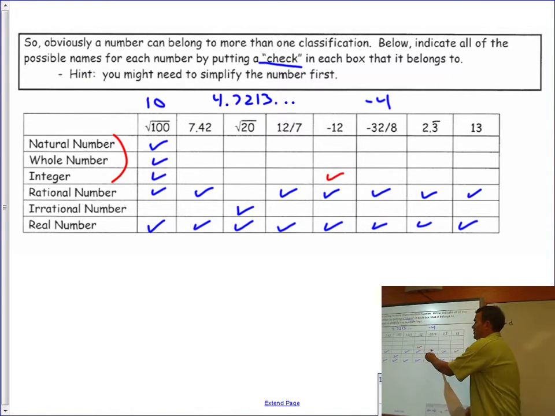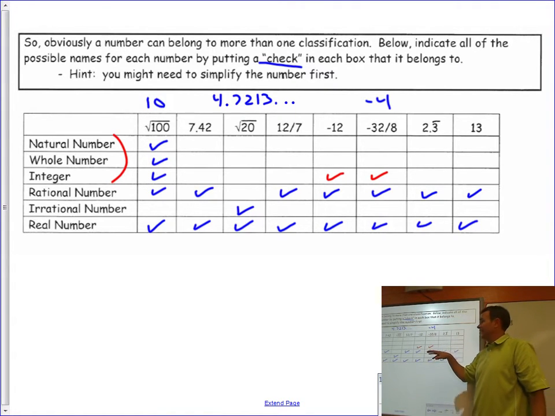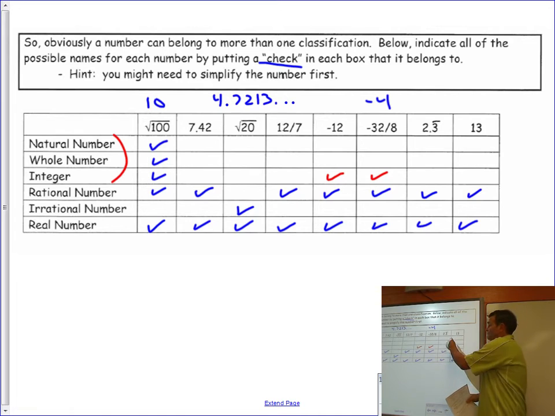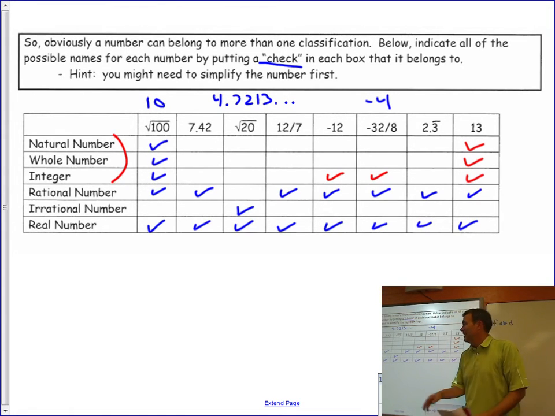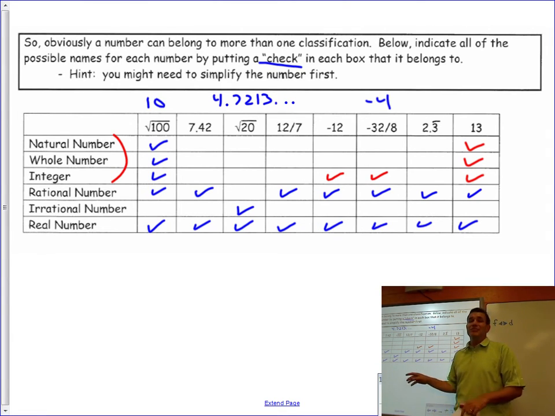Negative 4 is also an integer, but it's not a whole number and it's not a natural number because those are only positive. A repeating decimal is none of them. And the number 13, that is a natural number, a whole number, and an integer. That is what the chart should look like. I hope you did well. Your homework will have several questions like those on it. Good luck.